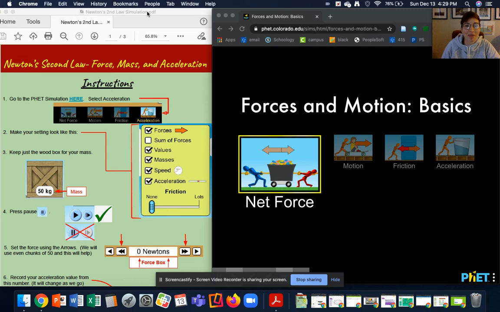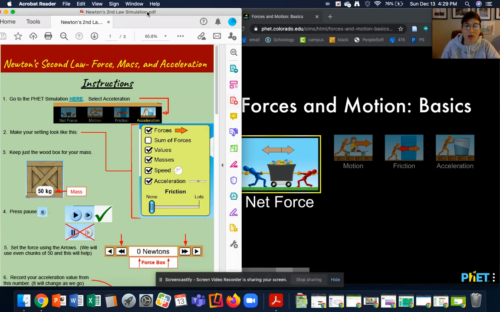Hi scientists, I'm here to just walk through setting up for the Newton's second law simulation assignment. So you should have your instructions up. This is also where you're going to write down data and information in Notability. But I'm just going to walk you through what it should look like when you get to the site.